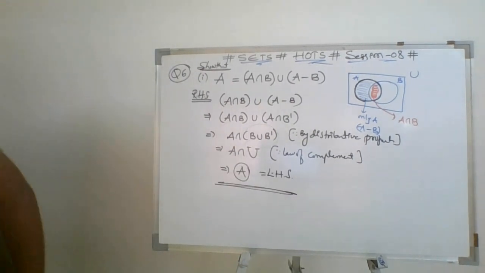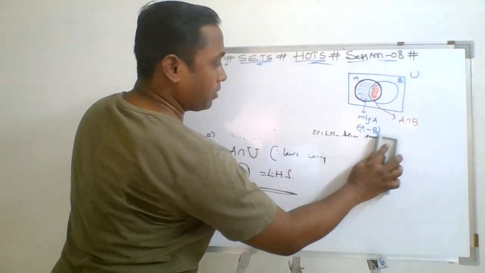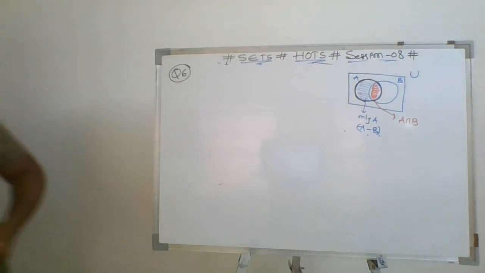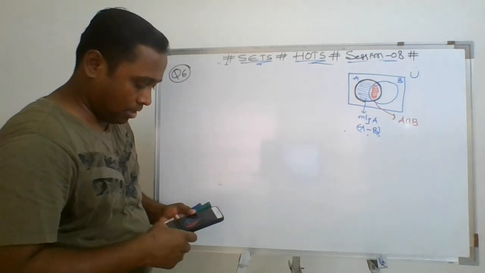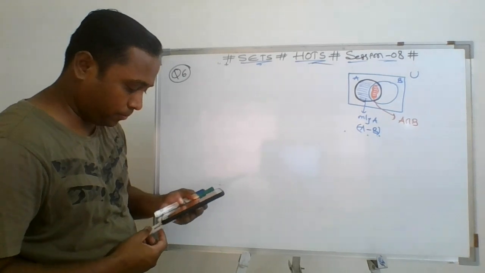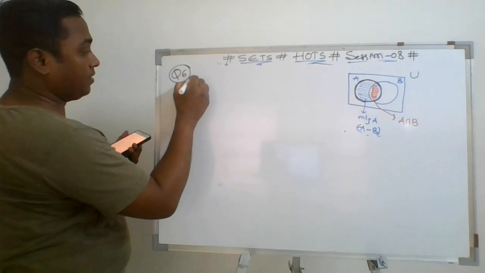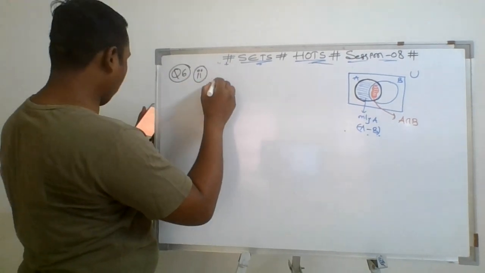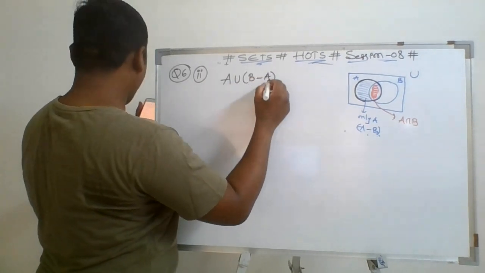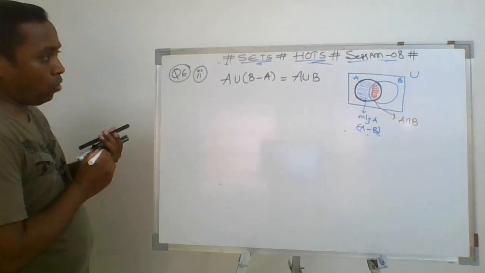Now take the next question. I am just keeping this Venn diagram as it is. See how many ways they are asking this. The same question, the same figure, can be asked in many ways. What they are asking, like the second part: A union (B minus A) is equal to what? A union B. Now, how could you prove this?